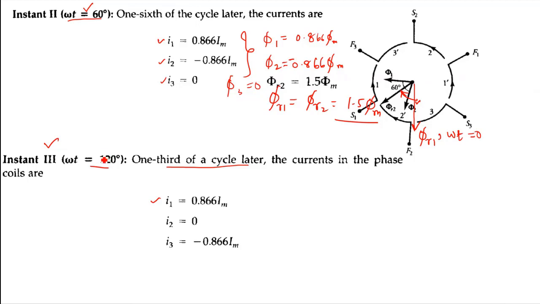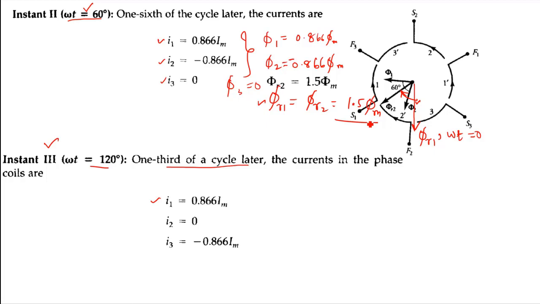So if you have a calculator, you can take instants like omega t equal to 90 degrees, 45 degrees, or 30 degrees. Any instant you can take. Your resultant flux magnitude will remain the same. Only the angle of rotation of the resultant flux will change. Okay. So the resultant flux magnitude will remain at 1.5 phi m.